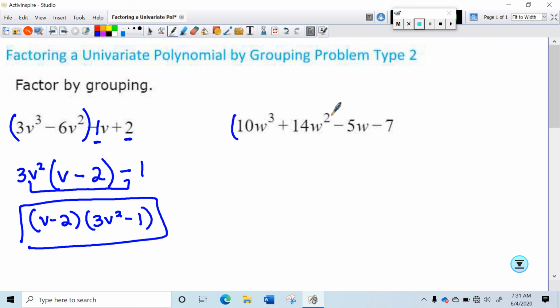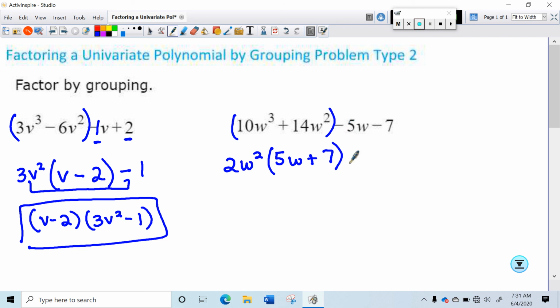Okay, parentheses around the first two. 10 and 14, I can divide those by 2. For the w, the smallest exponent is a squared. Okay, 10 divided by 2 is 5. I have 3 w's. I took 2 out, so that's 1 left. Then I have a plus sign. 14 divided by 2 is 7. I have 2 w's, but I took them out.